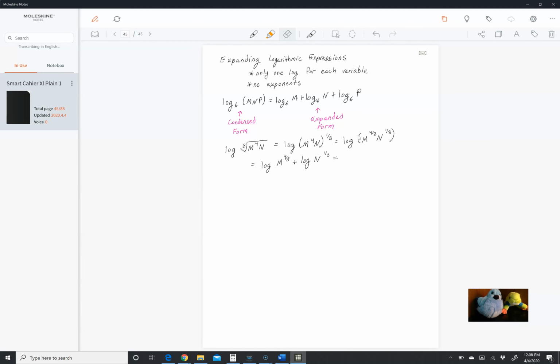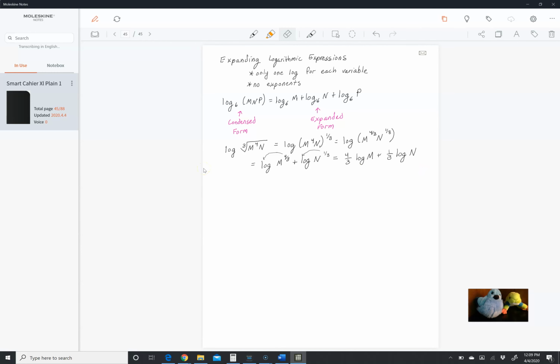Okay, so we use the product rule, and now we're going to use the power rule. We're going to take these, and we're going to move them out to the front. That's how we get rid of the exponents. So we get 4/3 log of m plus 1/3 log of n. Okay, so notice what we did here. We simplified this exponential expression first, and then once that was in its simplest form, we broke up the logarithmic expression. Okay, let's take another one.